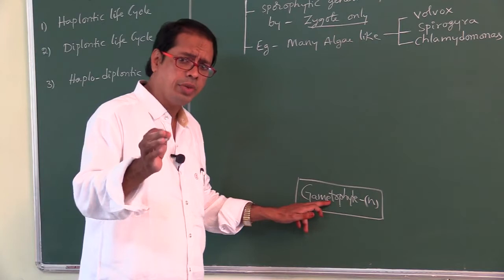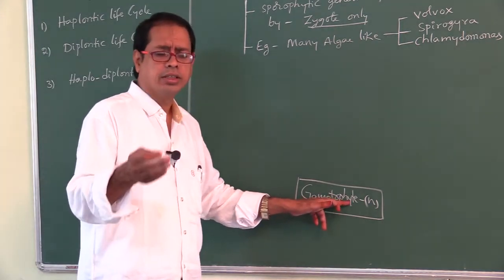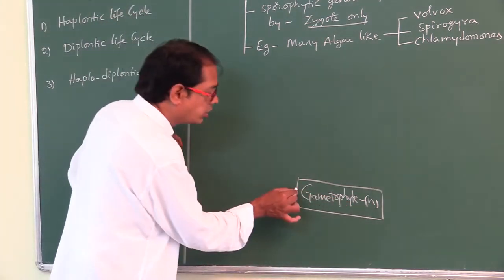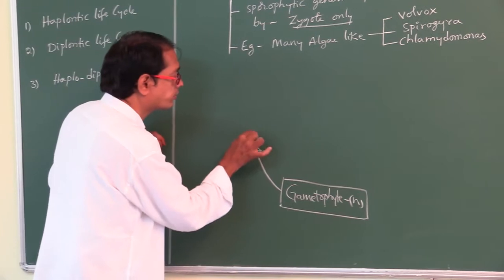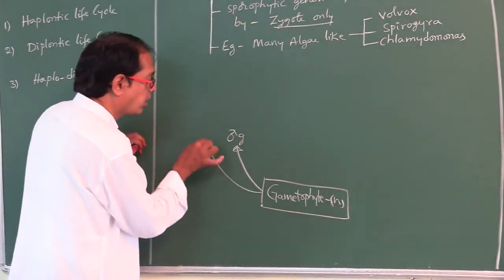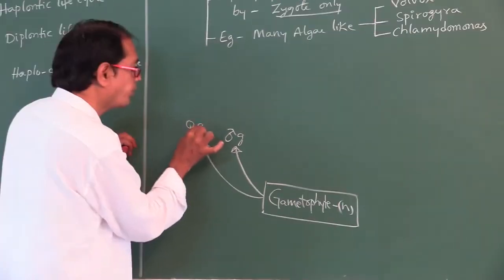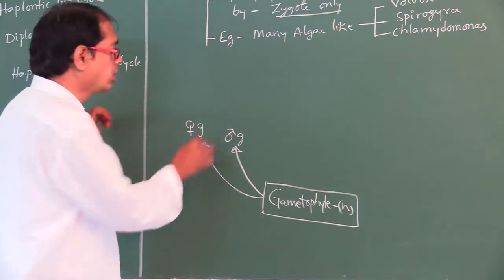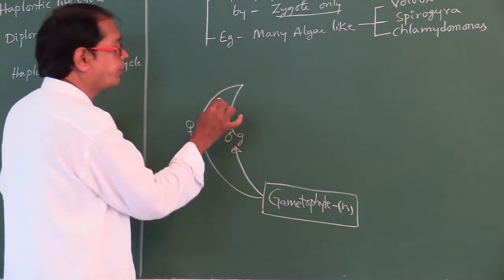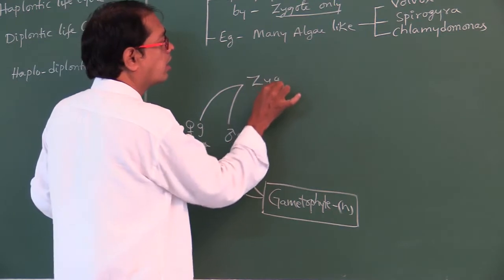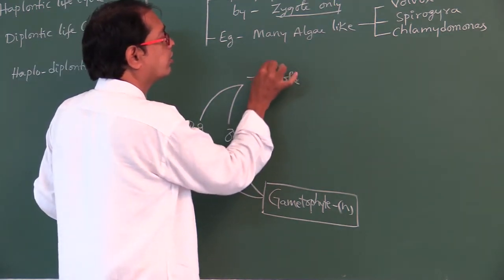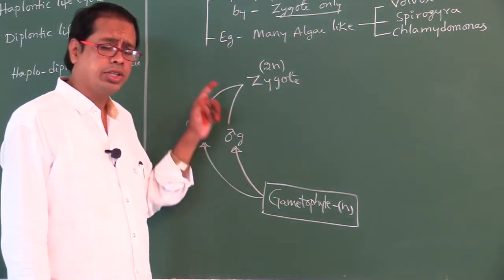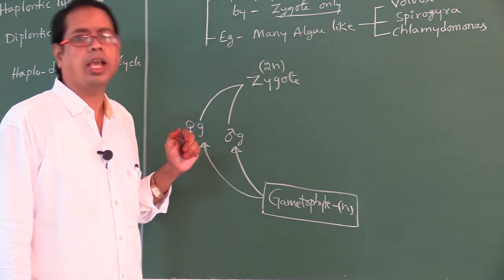Gameto means gametes. Phyte means phase. The phase that produces gametes is called gametophyte. So this gametophyte will produce male gametes and also female gametes. These male and female gametes fuse together and form zygote, which is diploid in nature. And one thing you have to remember, this haplontic life cycle occurs in algae.